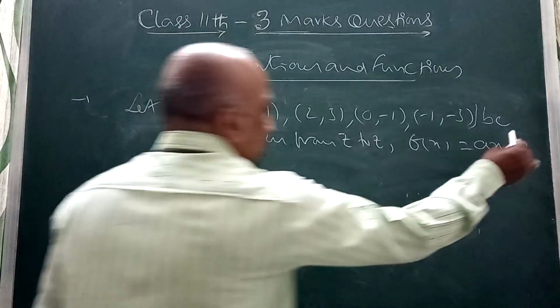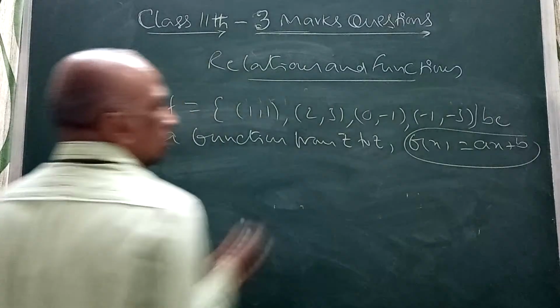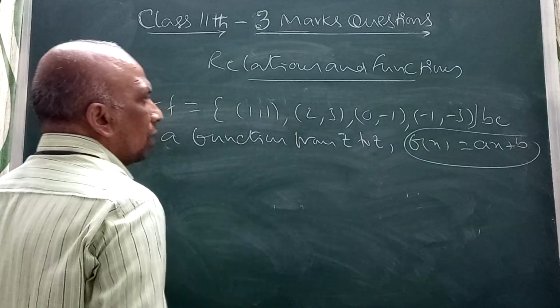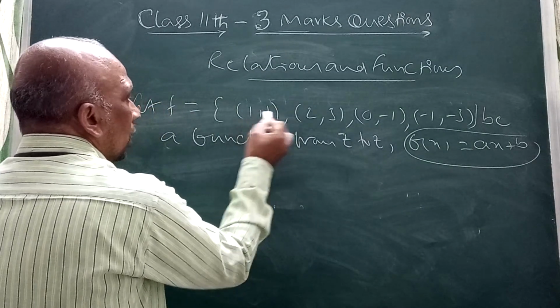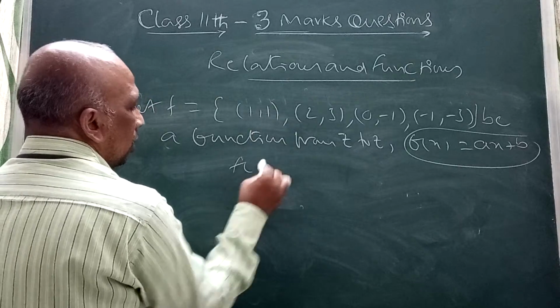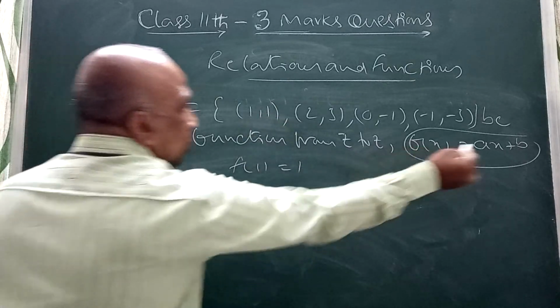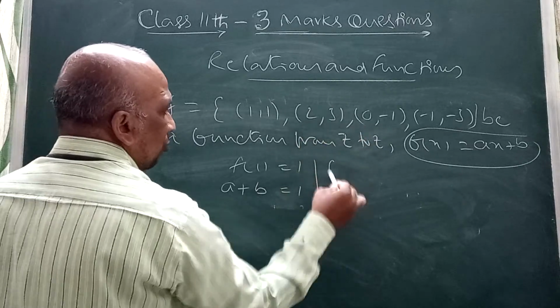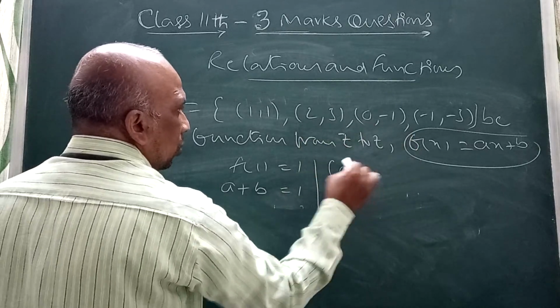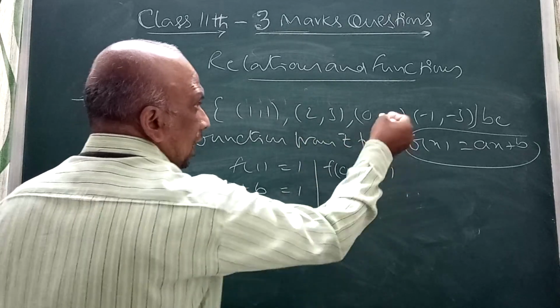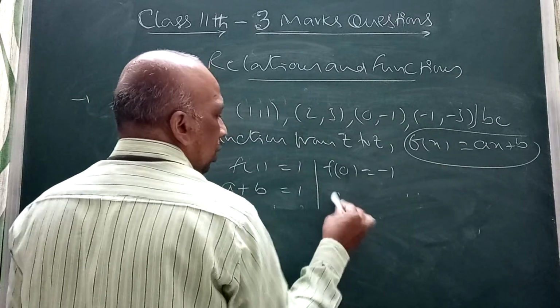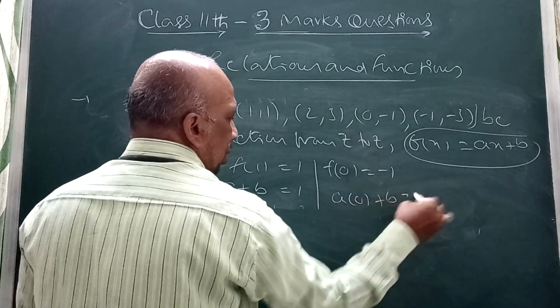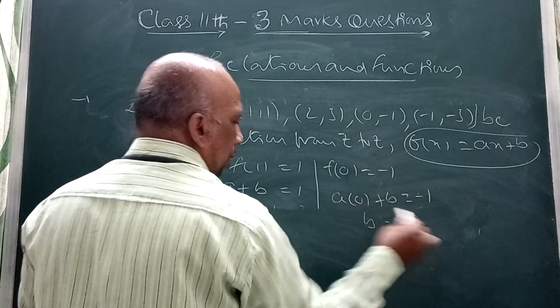So it is a linear function satisfying this. I can substitute here. What is this one? f(1) = 1, so substituting, a + b = 1. Next, take f(0) = -1. Put 0 here: a into 0 plus b equals -1, so b is equal to -1, right?